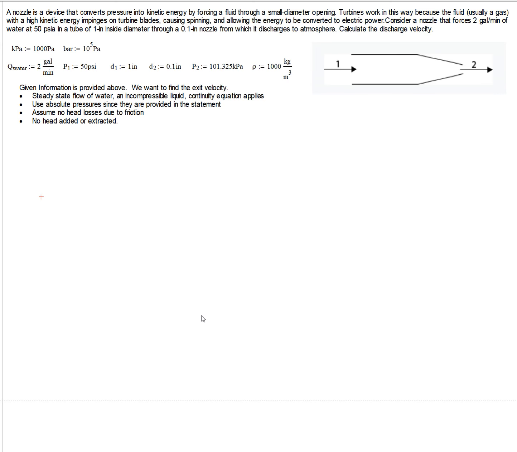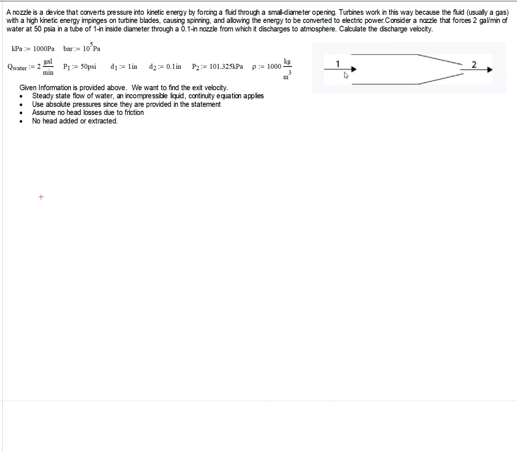So we're told to consider a nozzle that forces 2 gallons per minute of water, so a liquid, at 50 psia in a tube of 1 inch inside diameter through a 0.1 inch nozzle from which it discharges to the atmosphere. Calculate the discharge velocity.